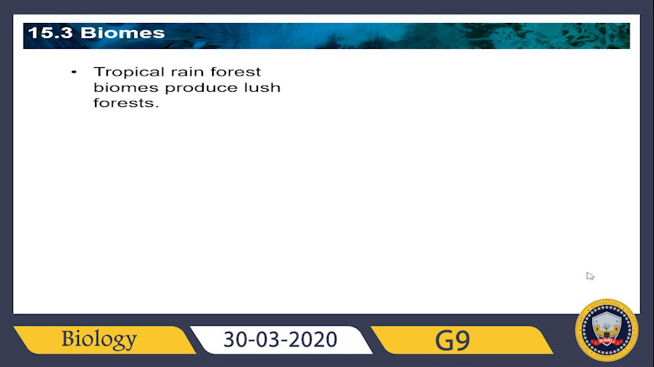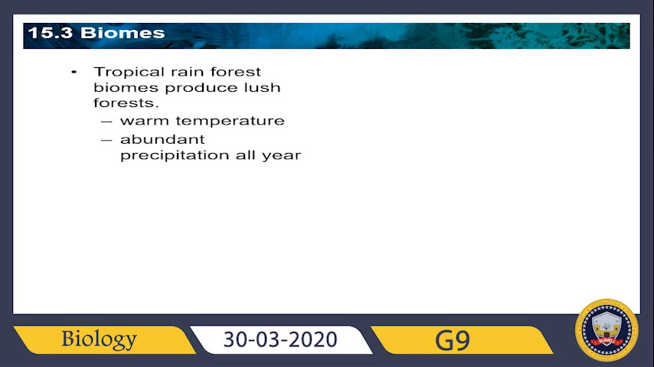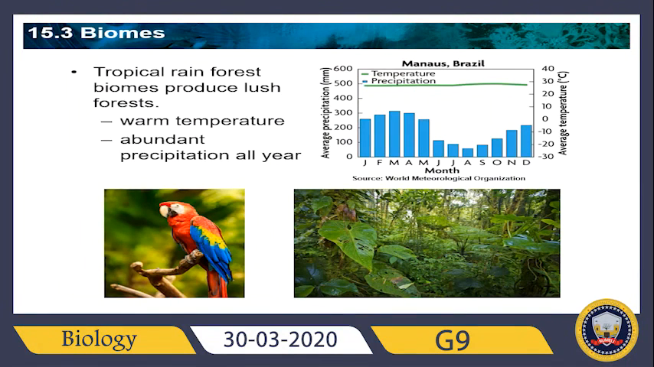So, we started out with tropical rainforest biomes. Tropical rainforest biomes produce lush forests. They have warm temperature and abundant precipitation all year long. Precipitation, guys, means rain. So this is the shape of tropical rainforest. It's like the Amazon, okay? And they have a huge percentage of precipitation per year.